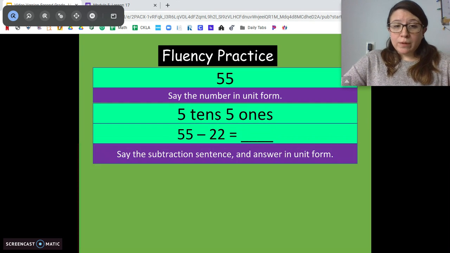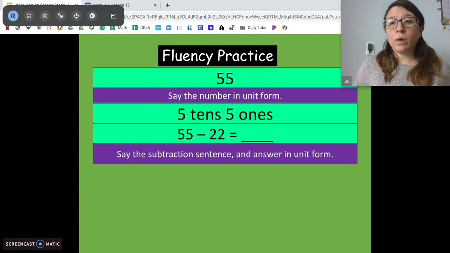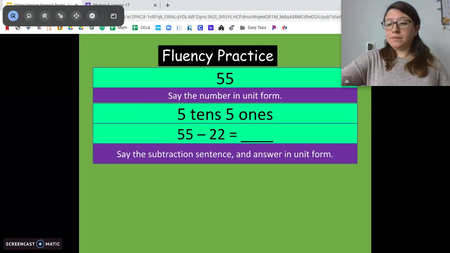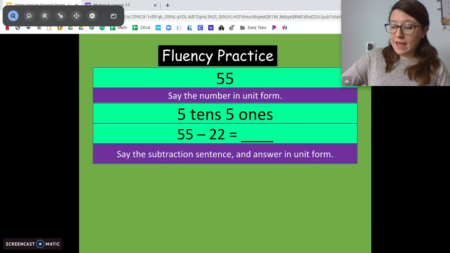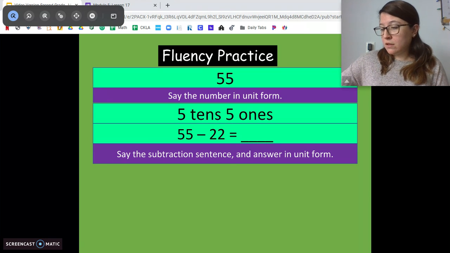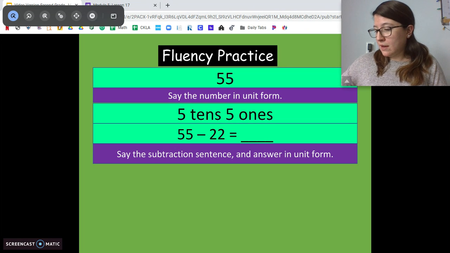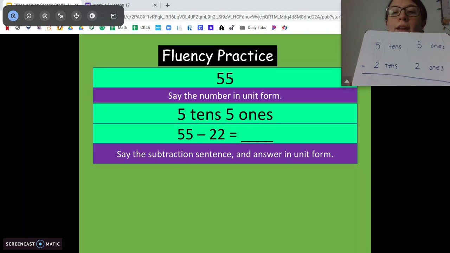So what we're going to do is say this number sentence now in unit form. So we have 5 tens, 5 ones minus what's 22 in unit form? Good. So we're going to do 5 tens, 5 ones minus 2 tens, 2 ones. And I'm going to set that up in vertical form on my whiteboard so you can look at it.